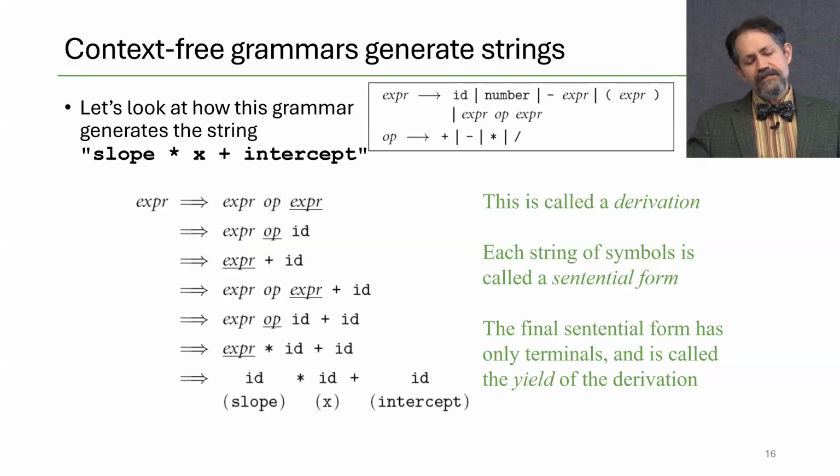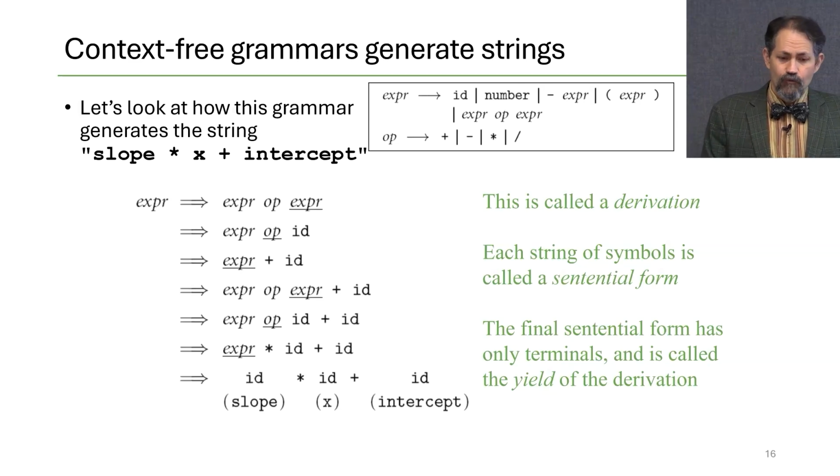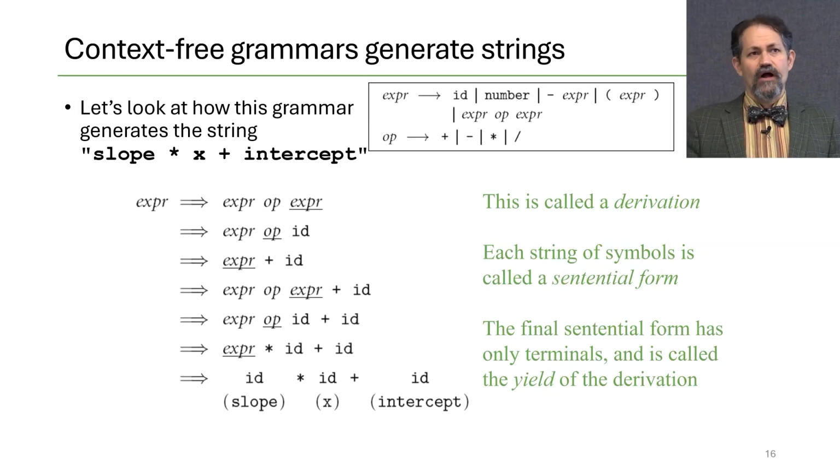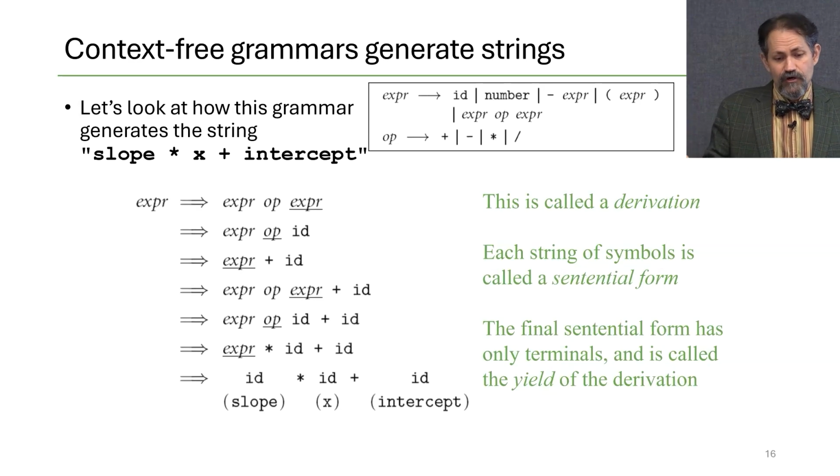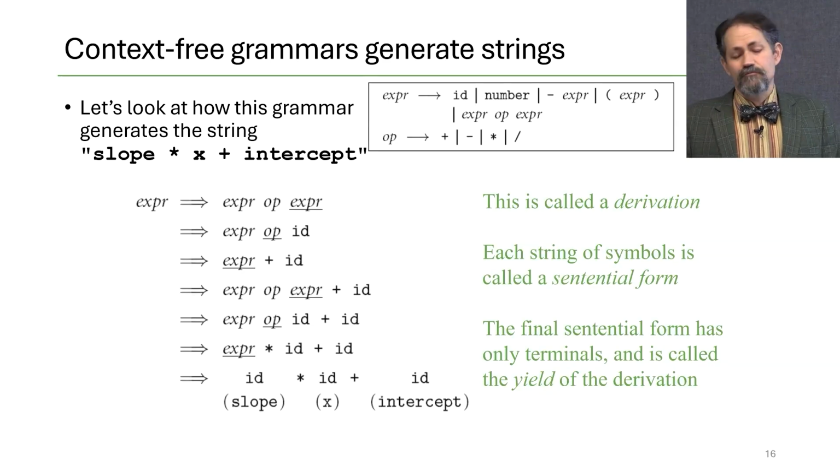Let's look at the meaning of context-free grammars. A context-free grammar generates a string. And so we can start with our context-free grammar and use it to refine that grammar gradually into a calculator expression. In this case, we're going to take something that would describe the formula for a line, right? Slope times x plus intercept would be the y dimension of a line.